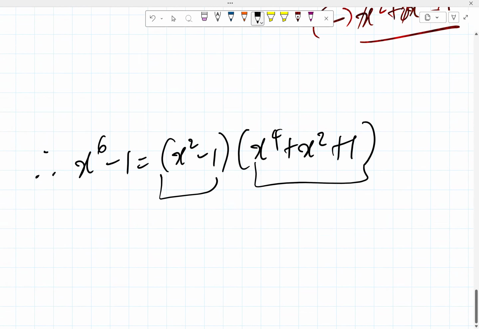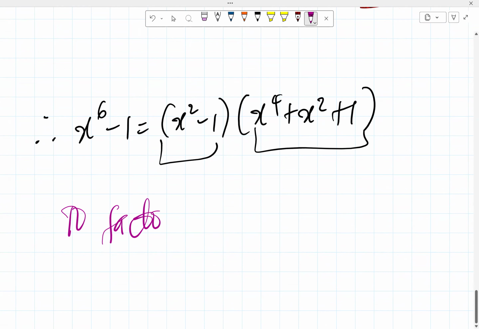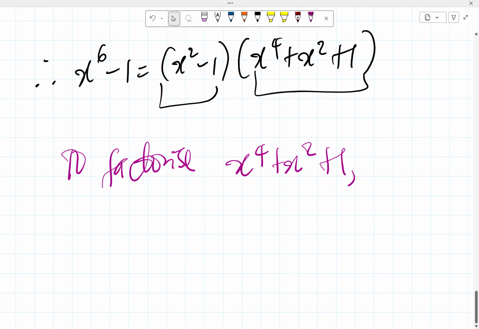But this part now, we need to do another surgical operation on it. So we need to factorize that part. So we say to factorize x raised to power 4 plus x squared plus 1. Okay, what can we do here? If we need to take care of this, we may have to do the whole perfect square thing that we did the other time with one of these expressions.